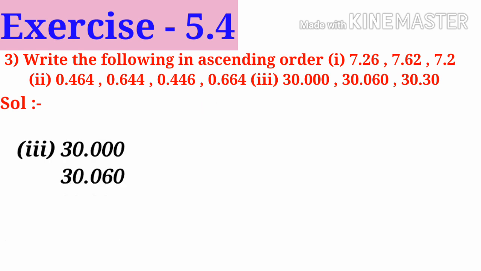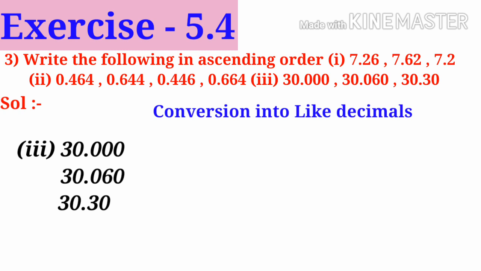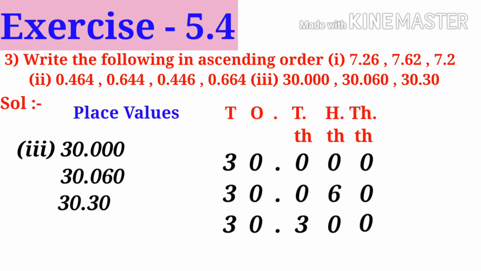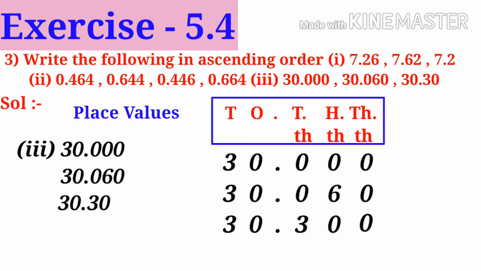Next, third problem: 30.30, 30.060, 30.30. First convert into like decimals by just adding 0 to the last decimal part of decimal fraction. Now put them in their exact place values.